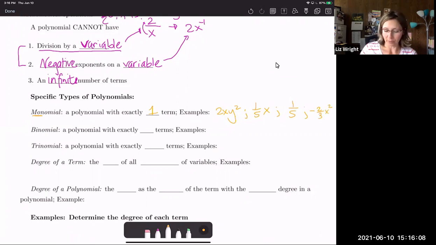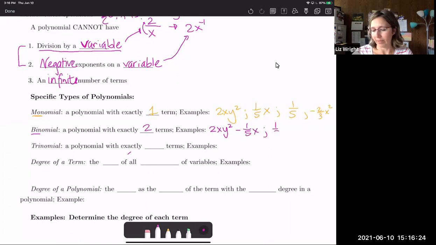A binomial, use your prefix. Bi means two. It's a polynomial with exactly two terms. So maybe I'm just going to combine the ones up above. Maybe it's like 2xy squared minus 1/5 x. Maybe I've got 1/5 x plus 1/5. So those are binomials. They are exactly two terms.